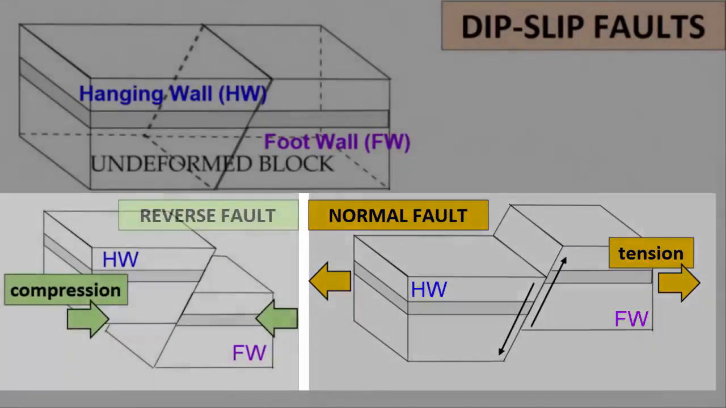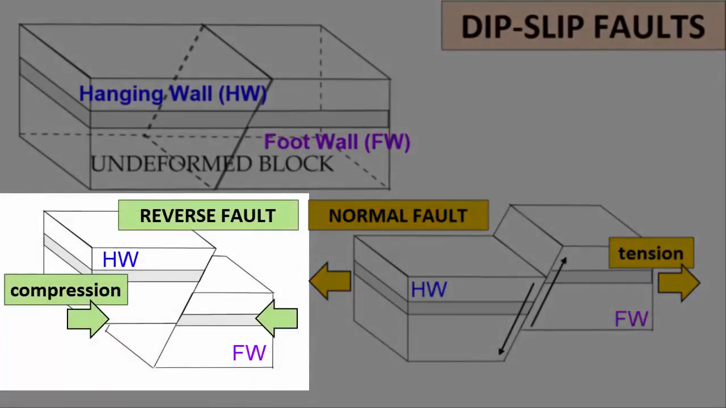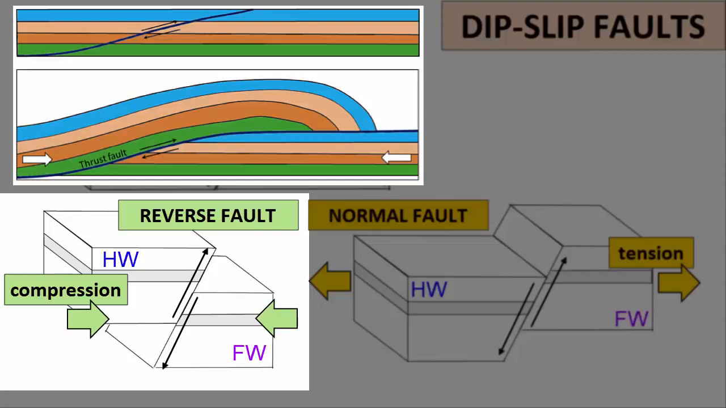Reverse faults are dip-slip faults caused by compression. As stress pushes rocks together, one rock block rides up atop another. If the hanging wall has moved upward relative to the footwall, the fault is a reverse fault. Thrust faults are reverse faults that develop at very low angles, nearly horizontal, and thus may be difficult to recognize.